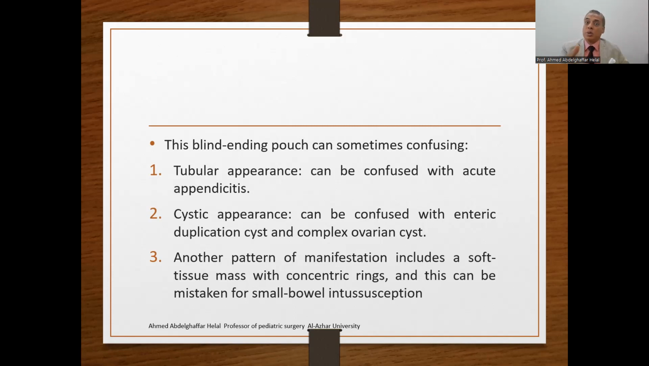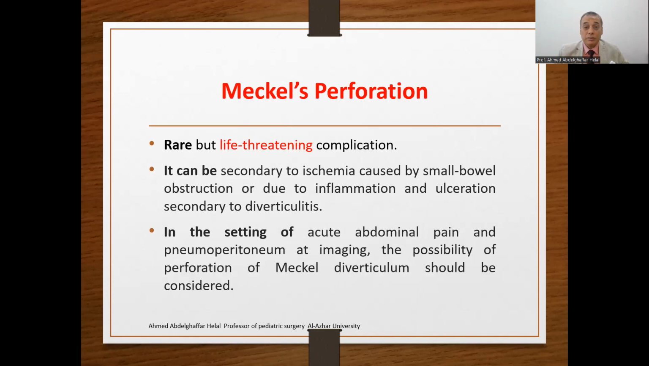If you already go to the OR searching for perforated appendicitis and you find the appendix looking normal, you should search for the Meckel, starting from the ileocecal junction and going proximally. It's very important to know that preoperative CT and ultrasound may sometimes not detect the presence of Meckel diverticulitis. Meckel perforation is the extreme of presentation.